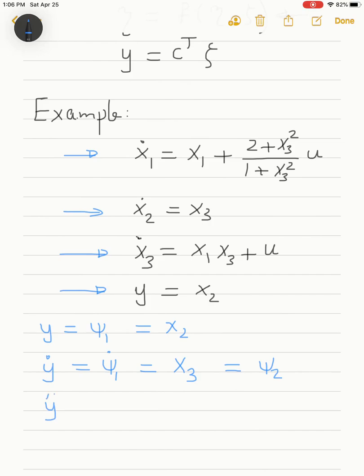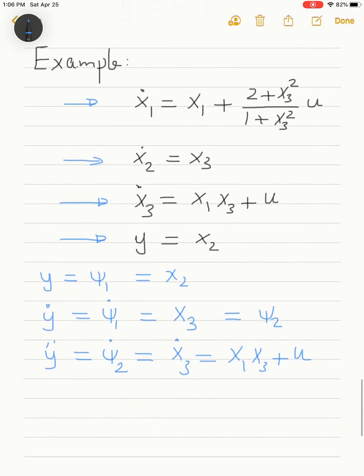Y double dot would be psi 2 dot or x3 dot, and that would be equal to x1 x3 plus u. So here we can see that after the second derivative of the output, we have an equation that relates the output to the input. That means that the relative degree is equal to 2. The system is third order. That means that we have internal dynamics of order 1.